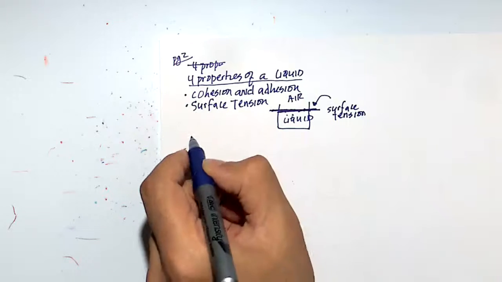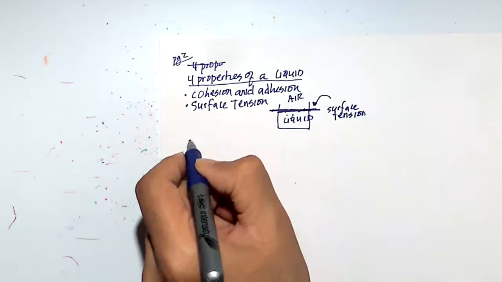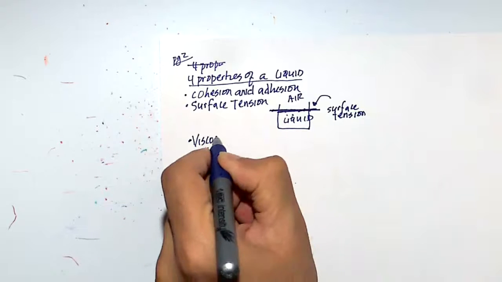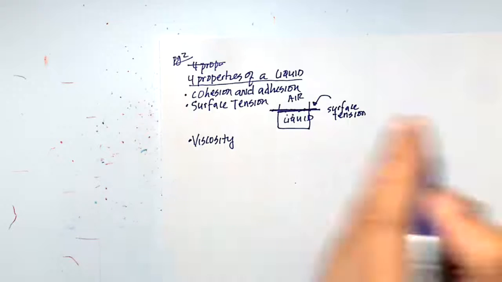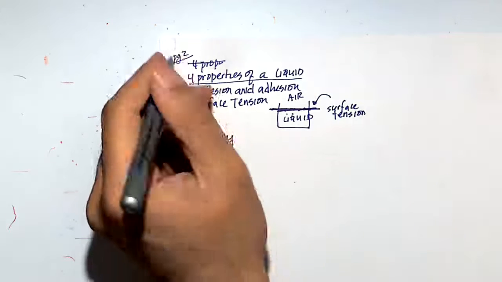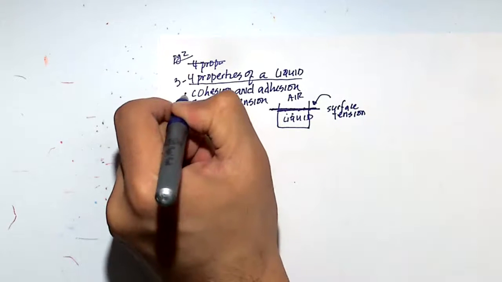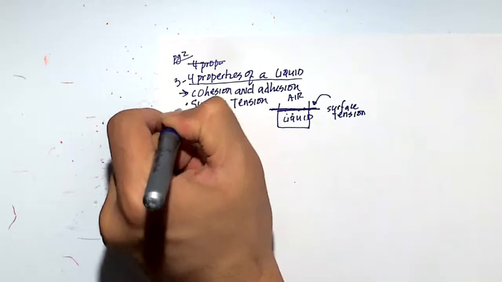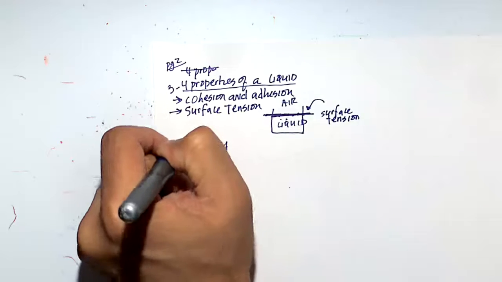And then what's the third one or fourth one? Viscosity. Resistance to flow. Some liquids can flow better than others. And those that have high viscosity tend to have more OH groups, for more hydrogen bonding. So those are the 3 or 4 properties, depending if you want to group this together, of liquids.